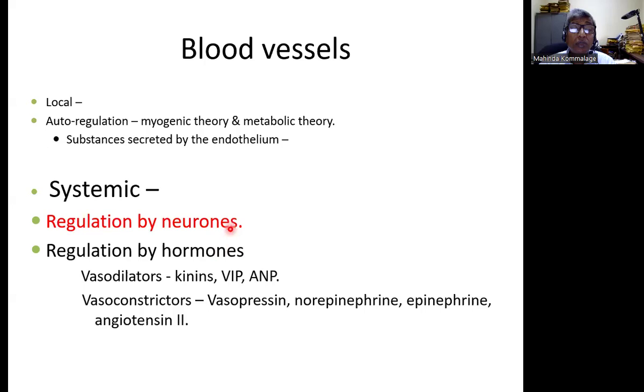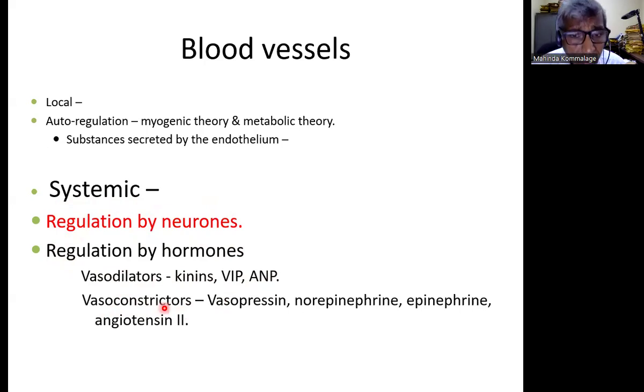When we say systemic regulation, as I mentioned earlier, we have neurons, nerves, basically the autonomic nervous system, sympathetic, parasympathetic. That's the regulation of the blood vessel through the neurons. Then we have regulation by hormones. We have a set of hormones, vasodilatory hormones and vasoconstrictor hormones.